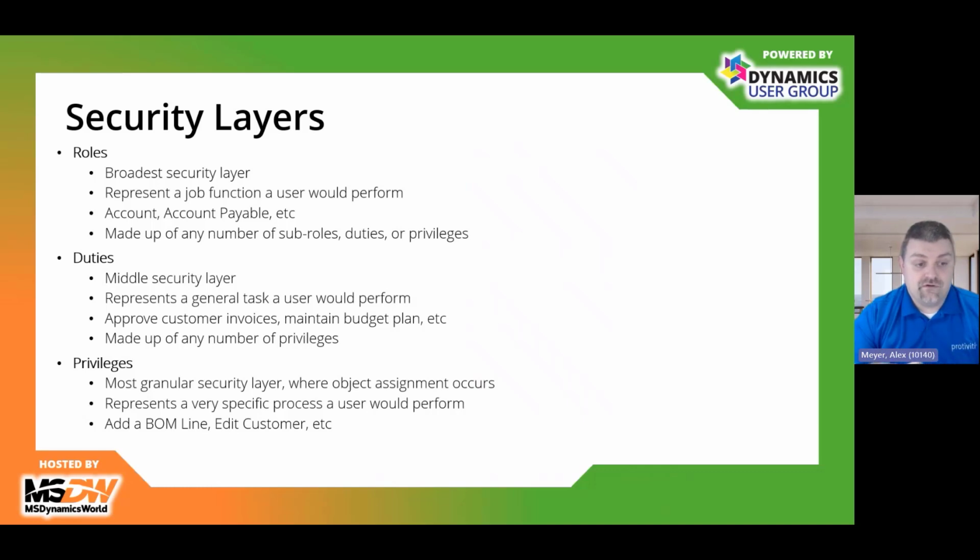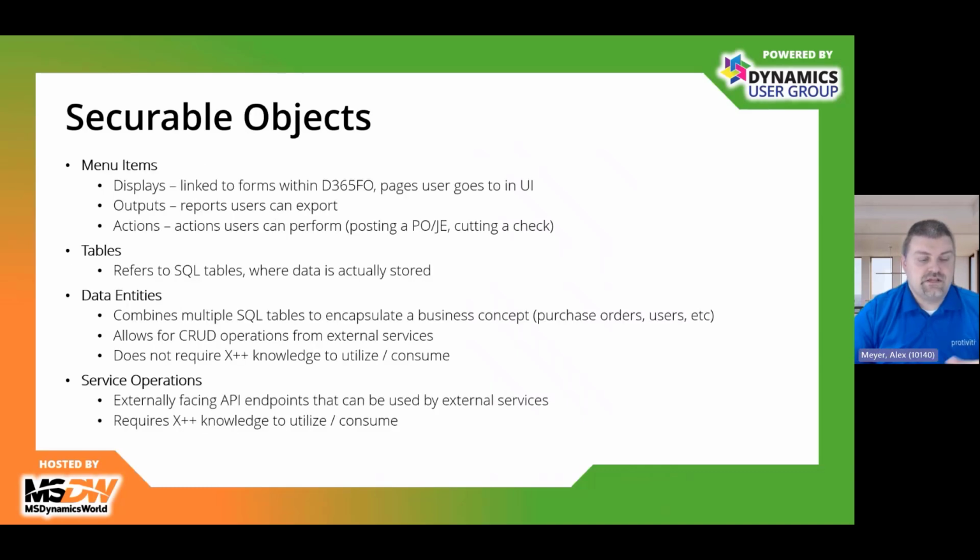And then at the bottom, you have your privileges. The privileges are going to be your most granular security layer, and this is where the majority of your object assignment is going to occur. So this is where you start to get into very specific processes or tasks that a user would perform, things like adding a BOM line, adding in a customer, things like that. So those are the different security layers.